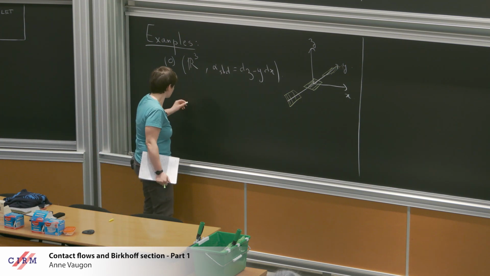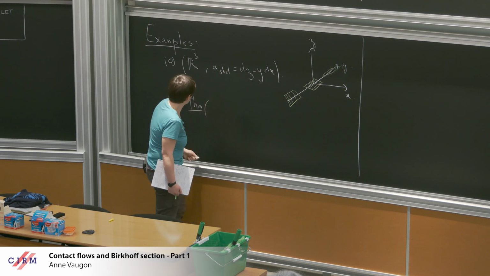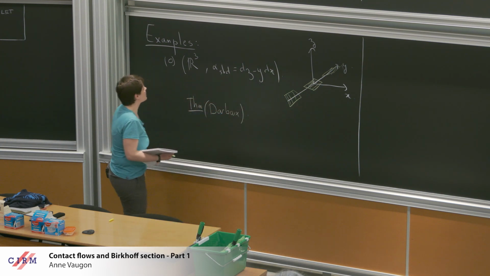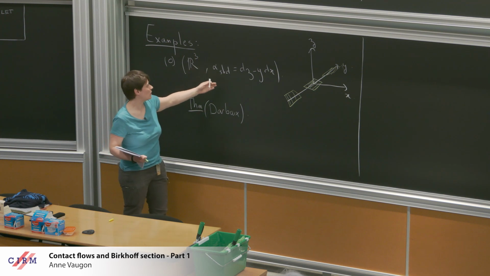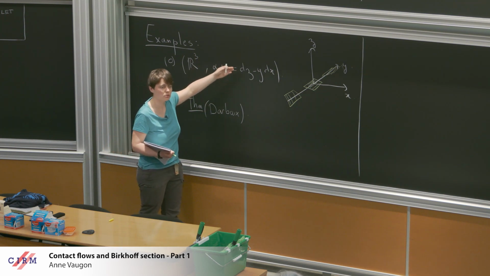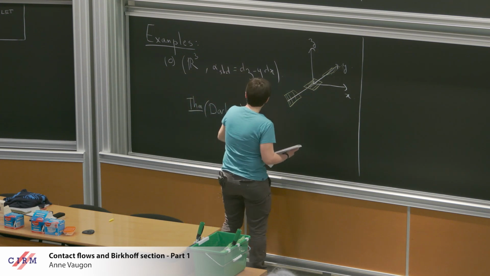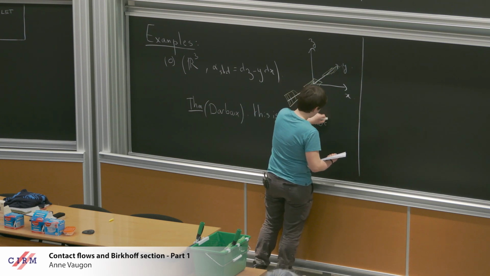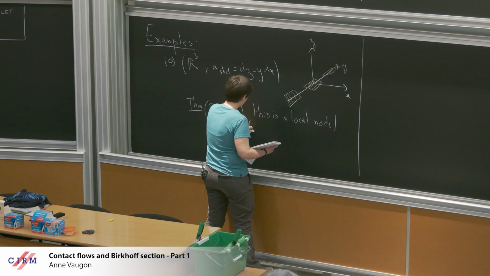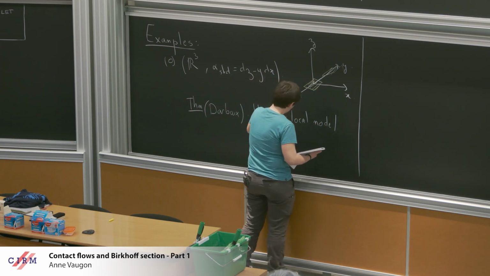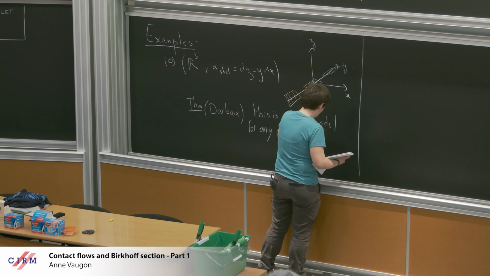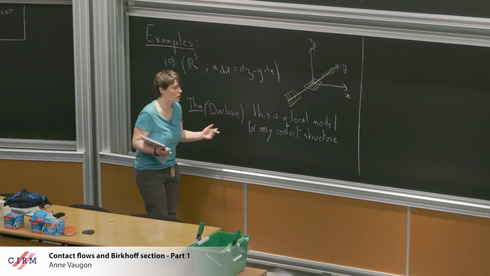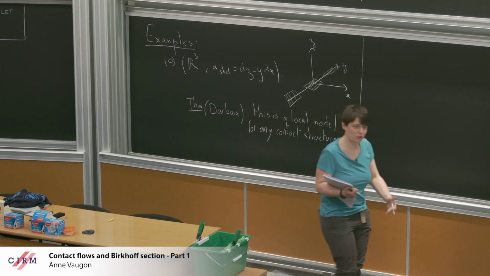So there's a theorem, which is called Darboux theorem, which says that this is a local model. So every contact form, every contact structure looks locally like that. Note that this means that contact structures do not have local invariants like curvature in Riemannian geometry or things like that.